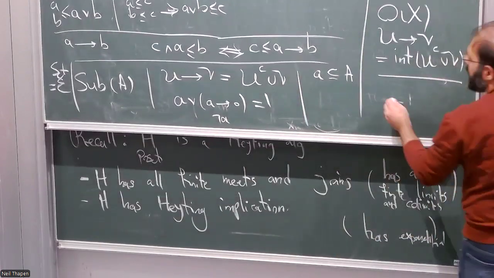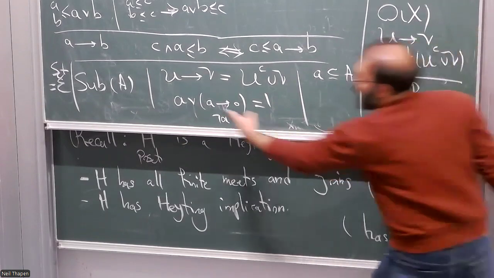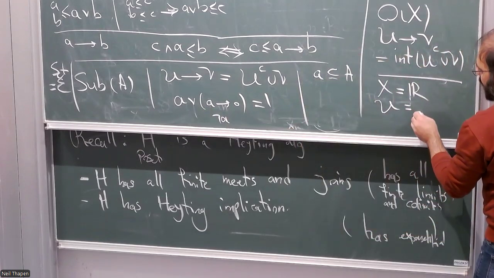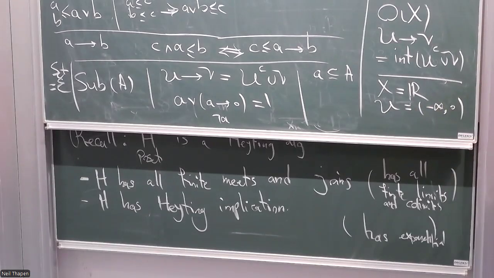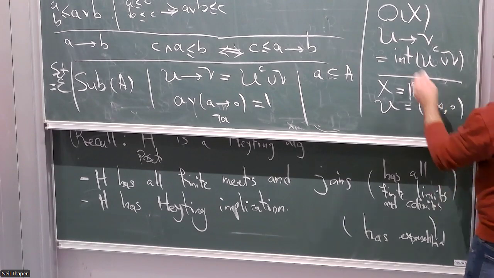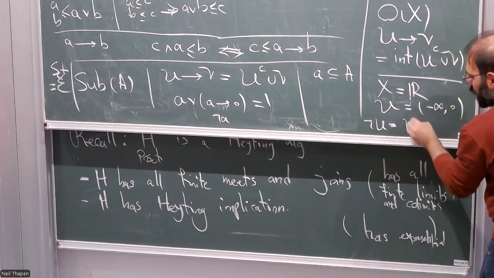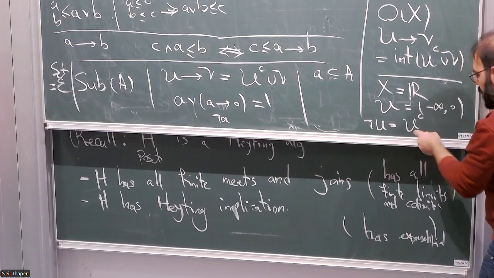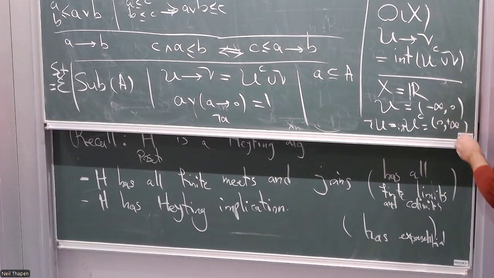Why? Because say X is just the real numbers, and U is, say, minus infinity to 0. Let's compute U implies 0, the negation of U. Negation of U is just U complement union nothing, but the interior of it. The interior of it is what? It is 0 to infinity. And both together do not cover 0.